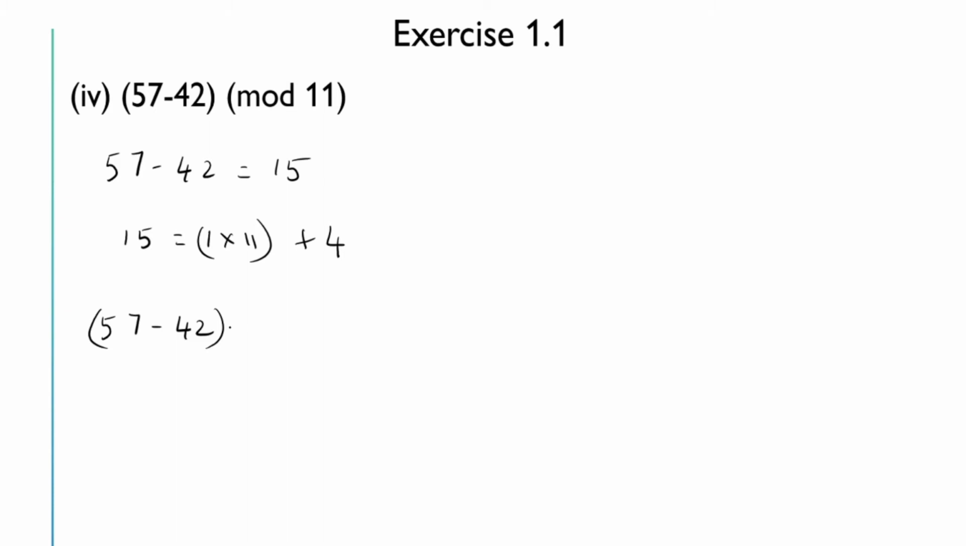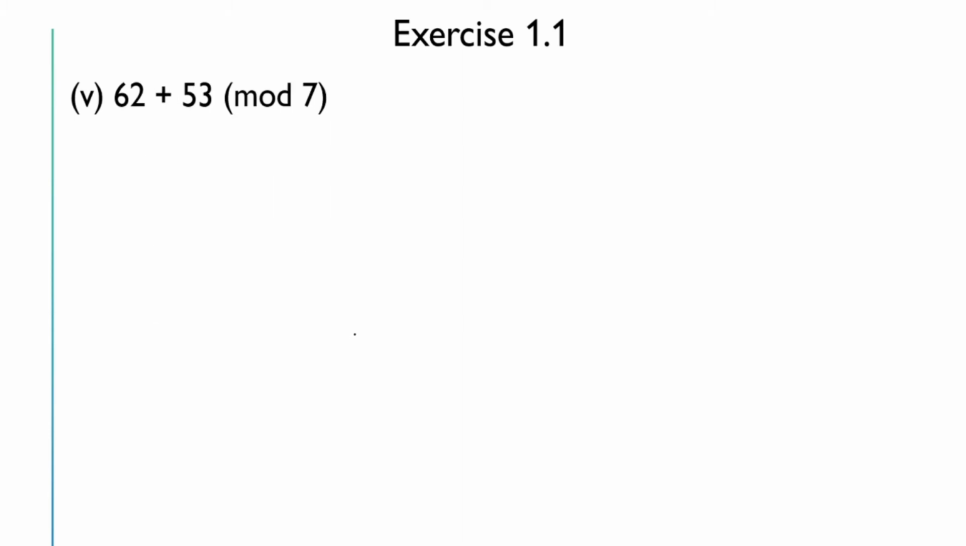The next question, 57 minus 42 mod 11. Now 57 minus 42 is nothing but 15. So 15 mod 11, when we divide 15 by 11, we get 1 into 11 plus 4. That is, 15 is nothing but 1 into 11 plus 4. Here 4 will be the remainder. So the answer is 57 minus 42 mod 11 is equal to 4.